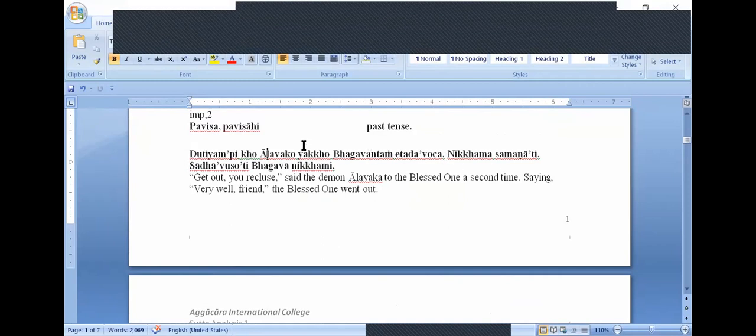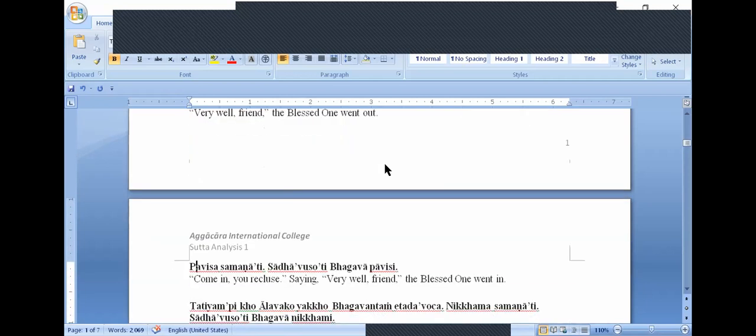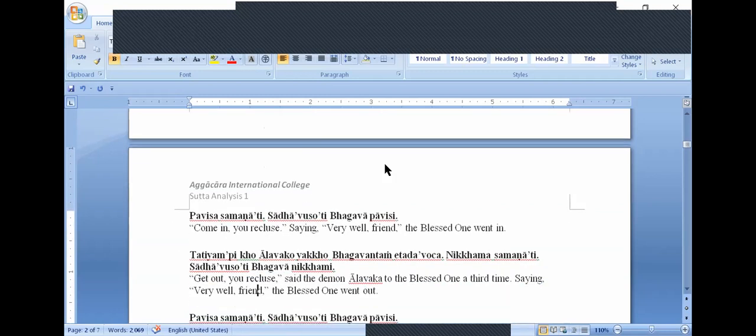to the second time, Alavaka Yakkha, the subject here, said to the blessed one, Bhagavata, etadavoca. Then he also said for the second time, nikama samana is exactly like above, right? Then pavisa samana, he commanded the Buddha for the second time. Then for the third time, tatiyampi. Pi means like emphasis.